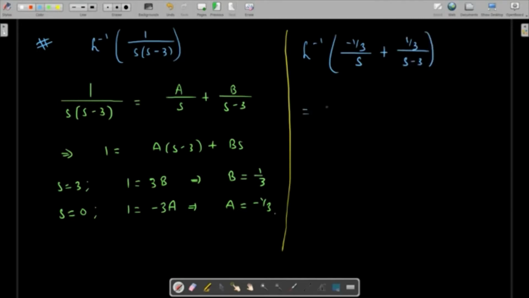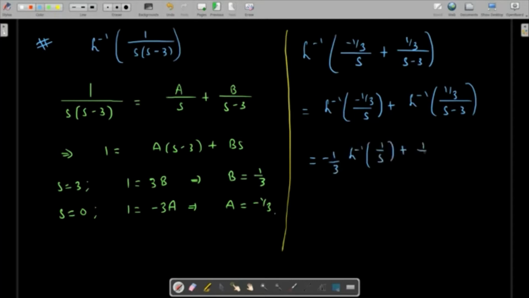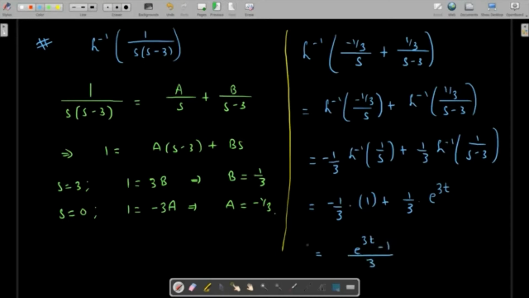So this becomes the inverse Laplace of negative 1 over 3 over S plus the inverse Laplace of 1 over 3 over S minus 3. Negative 1 over 3 comes out, and we have the inverse Laplace of 1 over S. Then 1 over 3 again comes out, and we have the inverse Laplace of 1 over S minus 3. And this is pretty much straightforward. The inverse Laplace of 1 over S is just 1, and the inverse Laplace of 1 over S minus 3 is e raised to 3t. So as a simplified expression, this is one third times e raised to 3t minus 1.